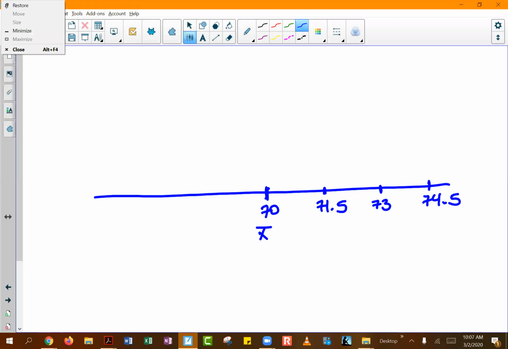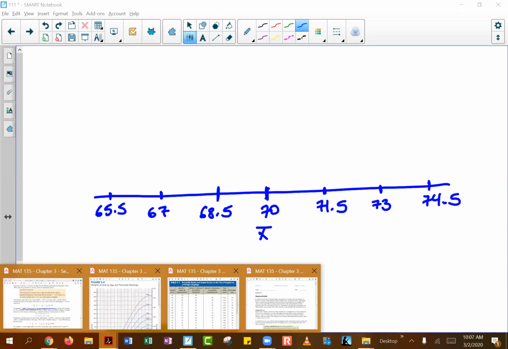Now, if you are going below the mean, there we go. So it's 70 minus, right? Because you're going below the mean. So what's 70 minus 1.5? 68.5. And then we go 2 standard deviations, so again, subtract. 67. And let's do a 3rd one. 65.5.